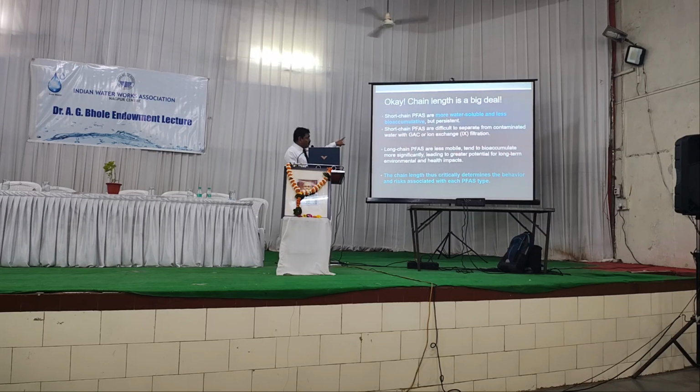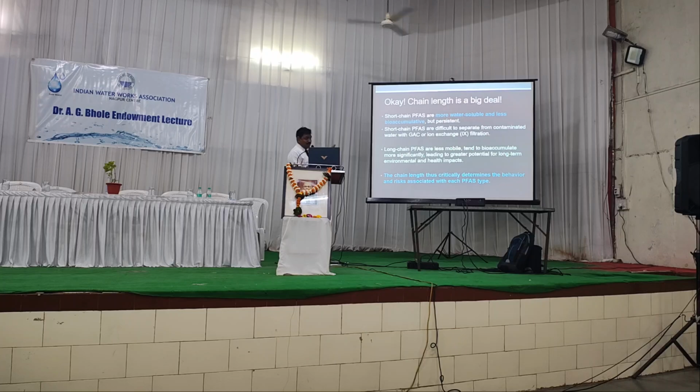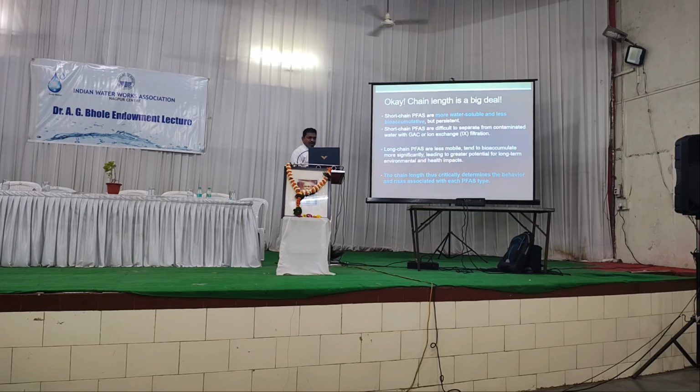Short chain PFAS, with carbon chain length below 6, are more water soluble. Whenever we see more soluble, it means more mobile, because it can be carried easily, and less bioaccumulative. Typically, hydrophobic compounds are more bioaccumulative, the traditional ones we started with long back, like DDT, PCP, and so on. So short chain PFAS are difficult to separate.